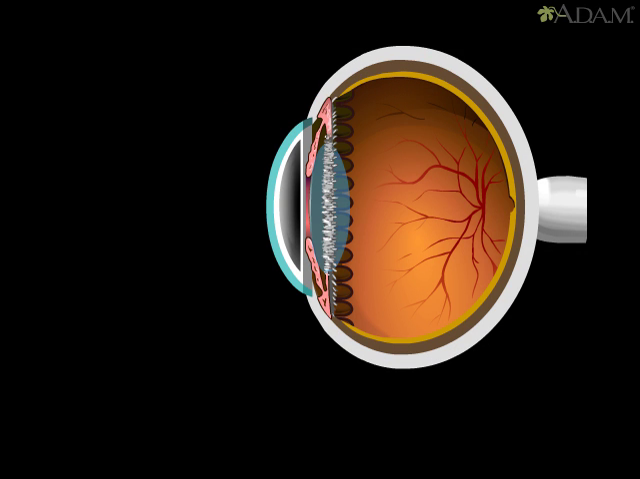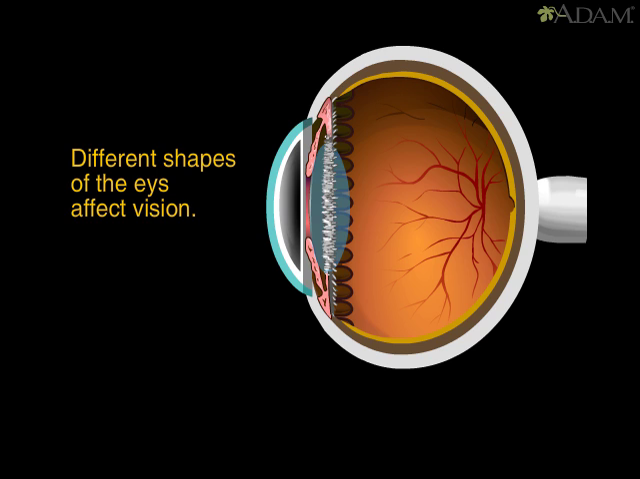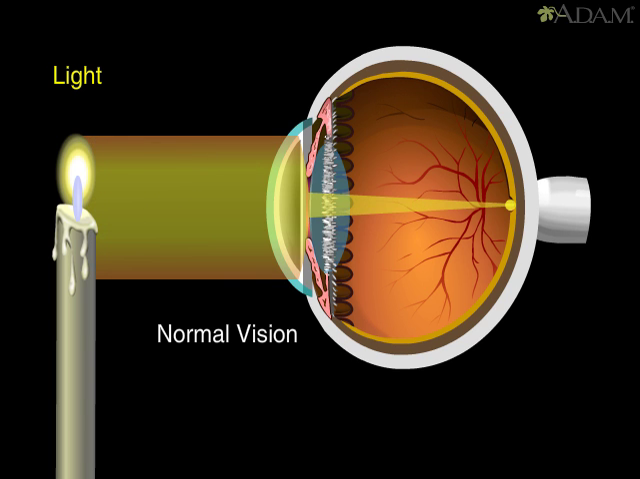Now let's consider two common conditions that cause blurry vision. The cross-section of the eye enlarges. The nerve and brain are no longer on screen. The eye's shape is important for keeping things in focus. With normal vision, light focuses precisely on the retina at a location called the focal point. Light from the candle bends as it passes through the cornea and lens. Once through the lens, it comes to a single point on the retina.